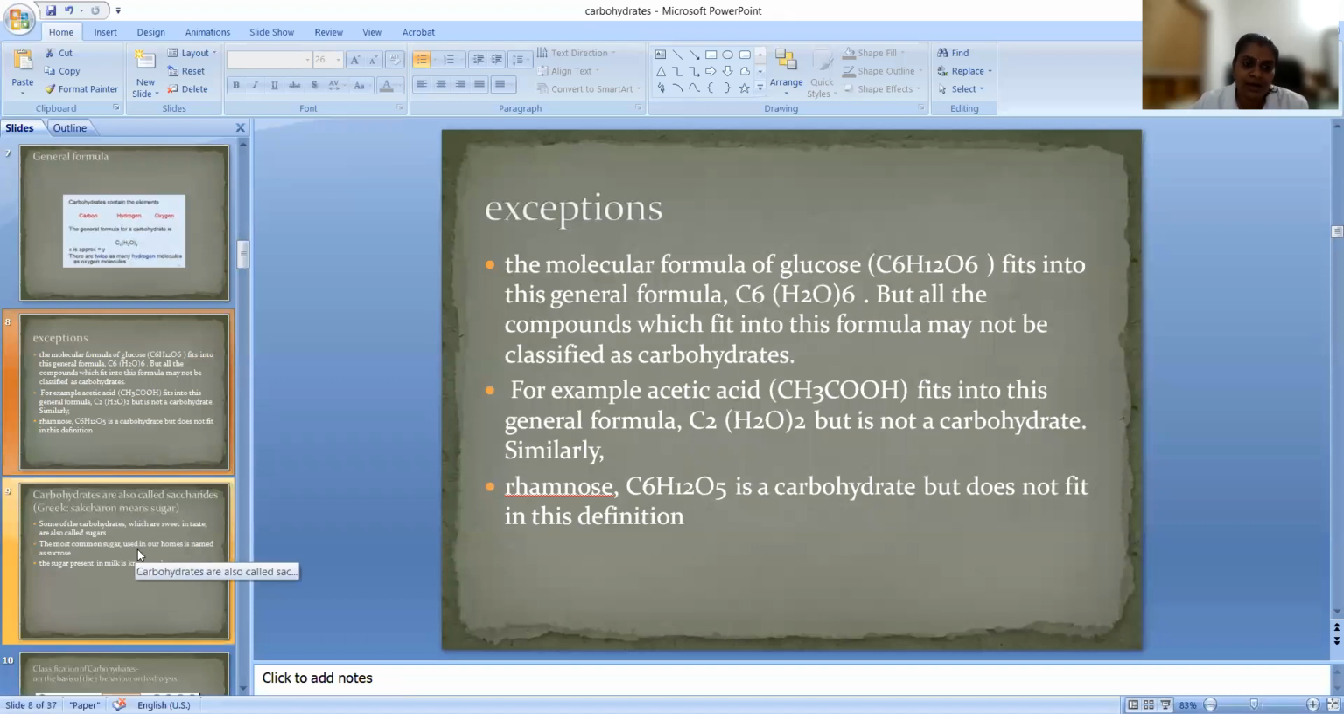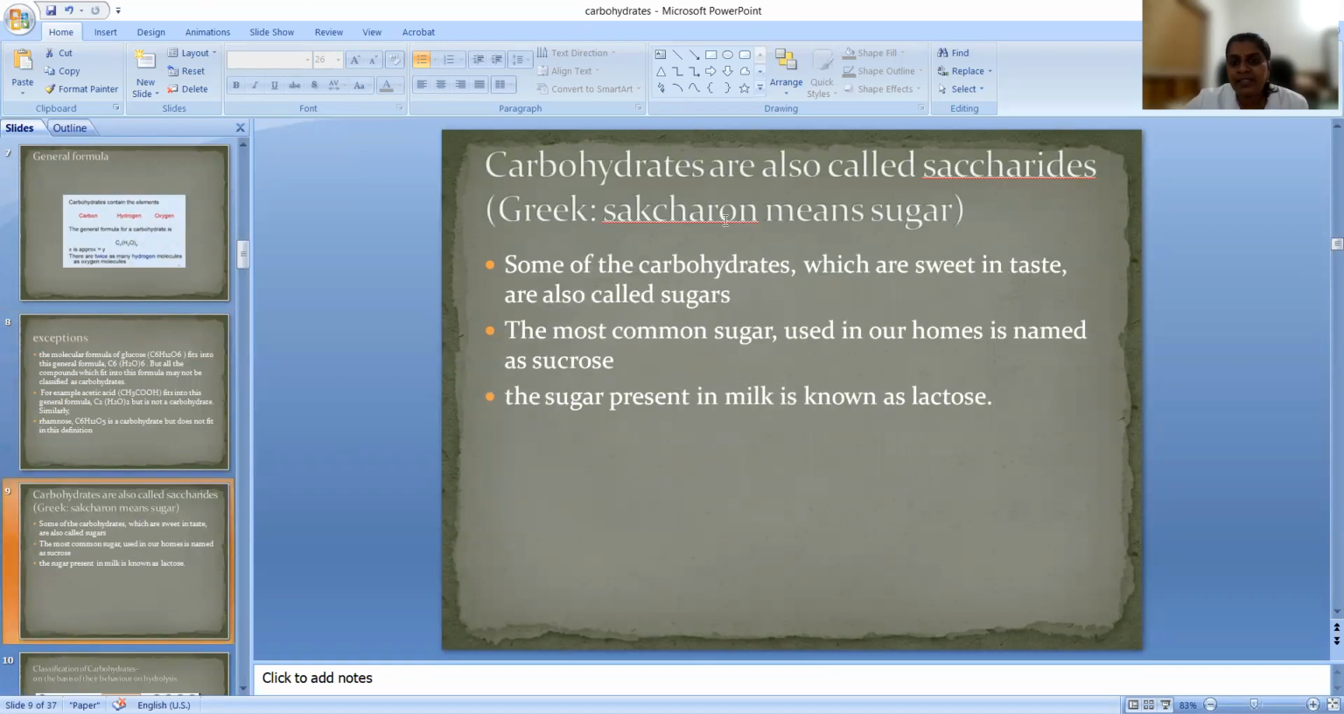Carbohydrates are also called saccharides. What is the meaning of that? That means sugar. Some of the carbohydrates are sweet in taste and they are called sugars. If the carbohydrate is sweet, then it is called a sugar. At home, the sugar we use is sucrose, which is very sweet. Also, milk consists of a particular sugar called lactose. Look at this, it ends with -ose.